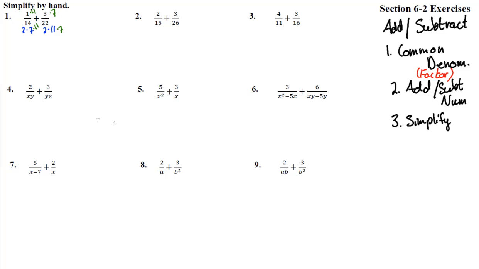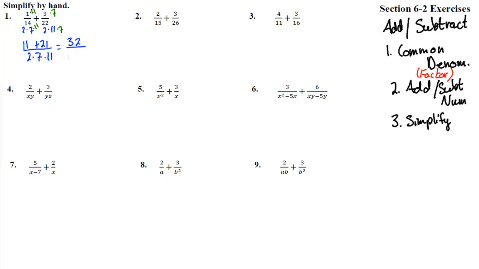Now on the bottom is simply a 2 times 7 times 11. And on the top is 1 times 11 plus 3 times 7, plus 21. So that's going to be 32 over 2 times 7 times 11. That's 77 times 2 is 154.